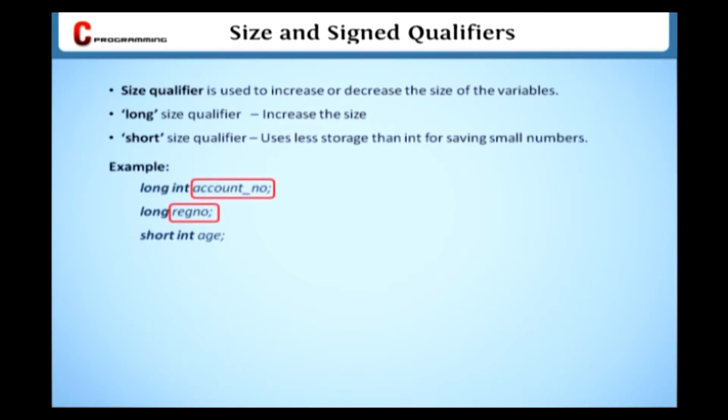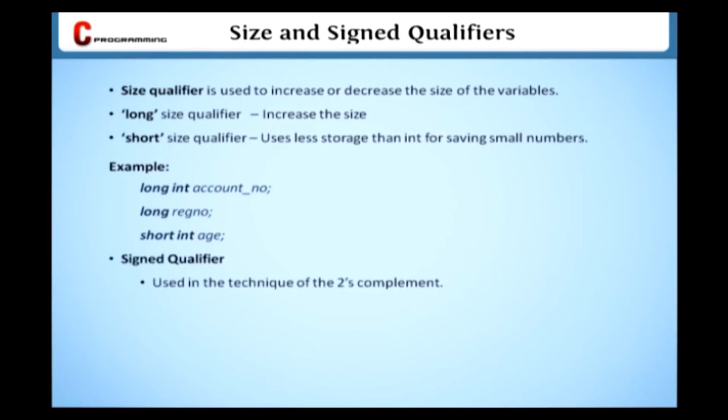Here, account number and reg number variables can only accept numerical data which is larger than int. And then age variable accepts the data which is smaller than int. Another qualifier is the signed qualifier. It is used in the technique of the 2's complement. This means that they are accustomed to the binary value.